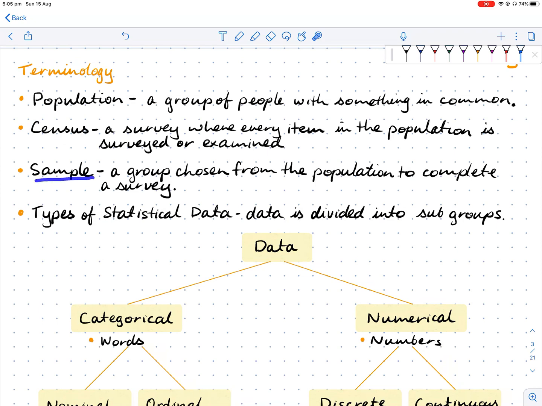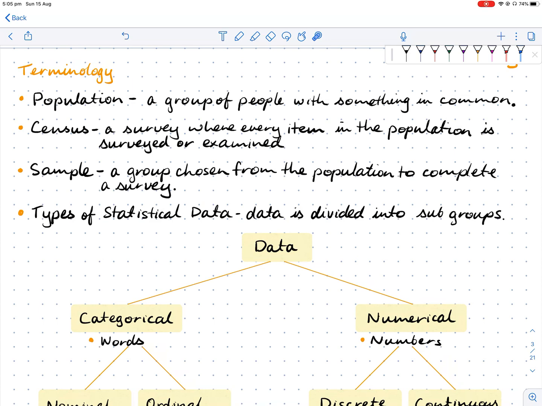A sample is a group chosen from the population to complete the survey. So we're not going to survey every single person, we're just going to pick out certain people or a group of people to complete this survey. So most of the surveys that you do online or if you get stopped on the street, that would be a sample.